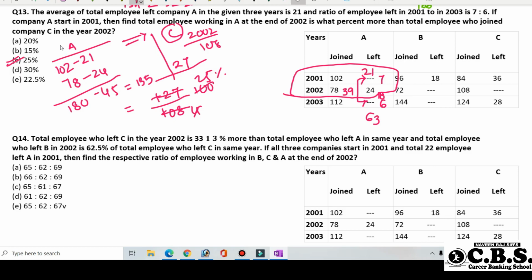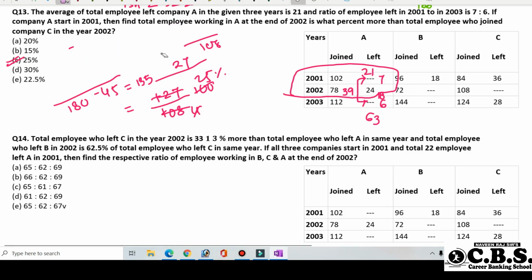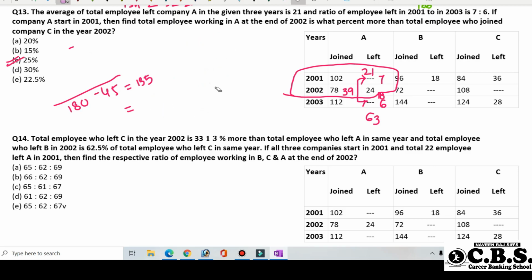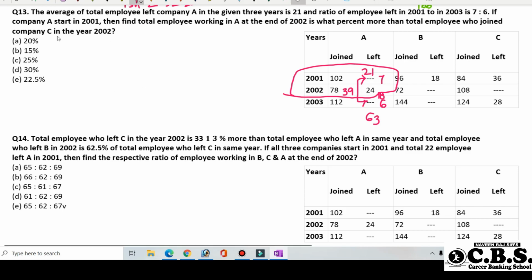Okay, get my point? So let me explain once again. This is very important, and this only depends on the complete data interpretation table. So let's get back to the question. What is the question? The total employees who left company in all the given 3 years is 21. So 21 into 3, total how much? 63. Out of 63, from 2001 to 2003 it is 39.